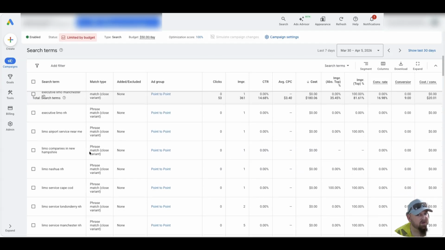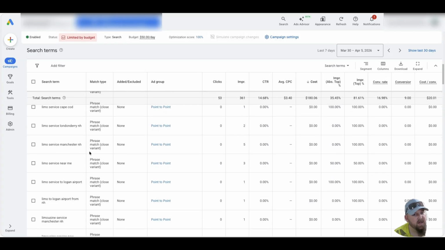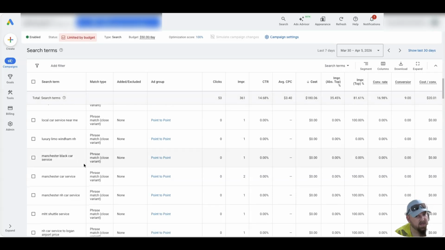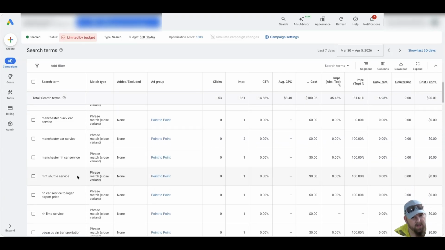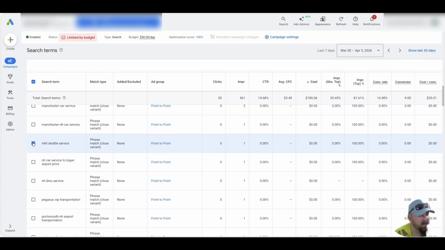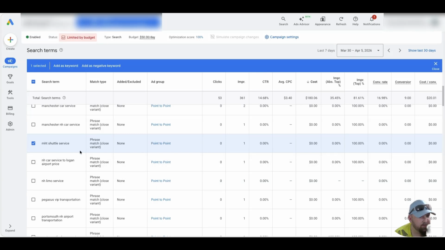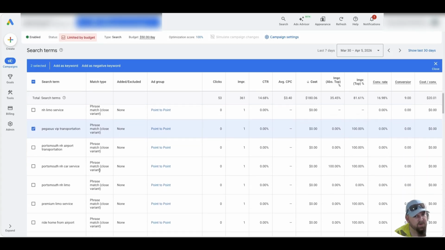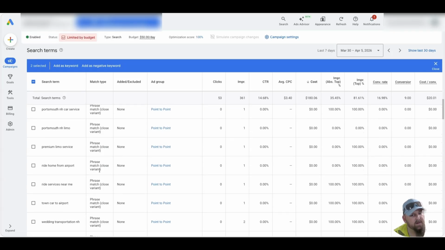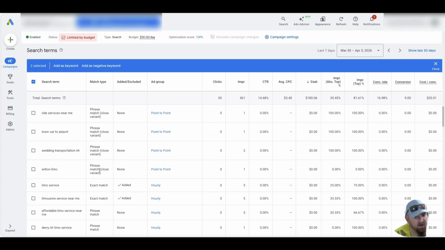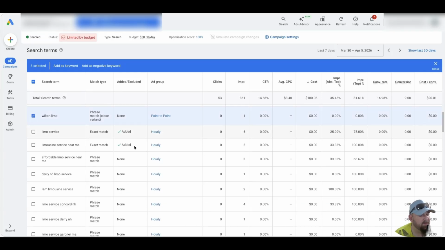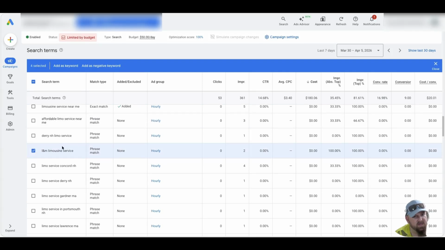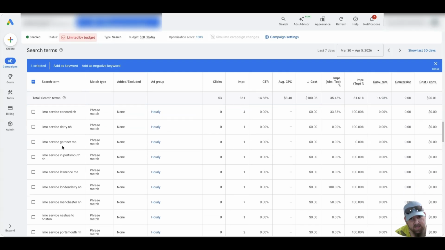And we're going to give a quick scroll through those. And so far, so good. Luxury limo looks good. Manchester is one of his service areas. MHT shuttle service, that's going to be a competitor name. So we're going to get rid of that. Pegasus VIP transportation, same thing there. Ride services, town car to airport. Wilton limo, that's a competitor as well.